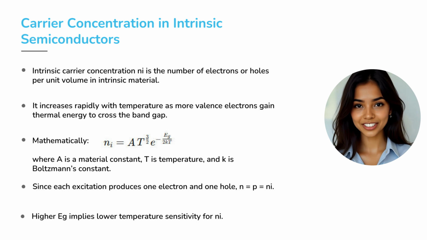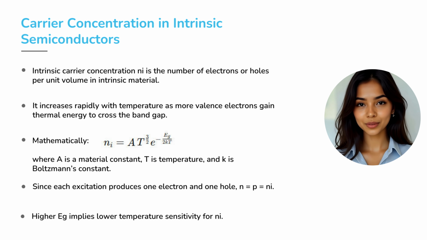Okay, now let's talk numbers, specifically carrier concentration. In an intrinsic semiconductor, this concentration is denoted as n sub i, which tells us the number of free electrons or holes per unit volume. Since it's a pure material, every time one electron jumps into the conduction band, it leaves a hole behind, so the number of electrons, n, is always equal to the number of holes, p. That means n equals p equals n sub i.